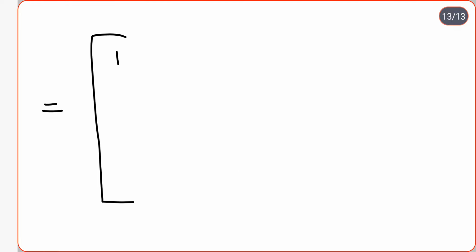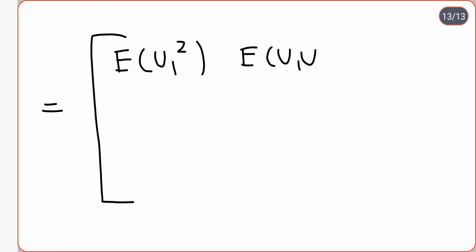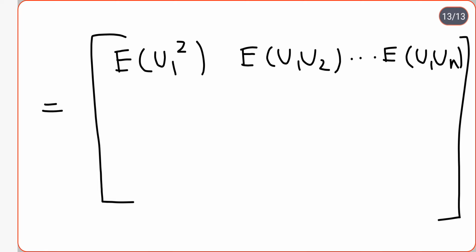As you can see, if we take the expectation now, if we put this expectation within the matrix, then what will we get? We will get expectation of u1 square, expectation of u1 u2, expectation of u1 un, and here we have expectation of u2 u1.